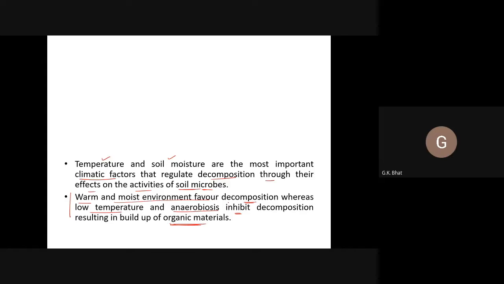If it gets the proper temperature and moisture, decomposition takes place very quickly. Whenever garbage is dumped somewhere, it doesn't get sufficient light, oxygen, or moisture, so decomposition takes place very slowly, building up the organic material.